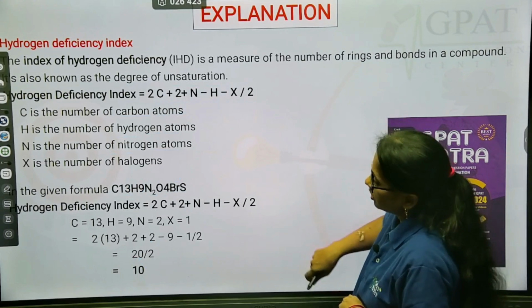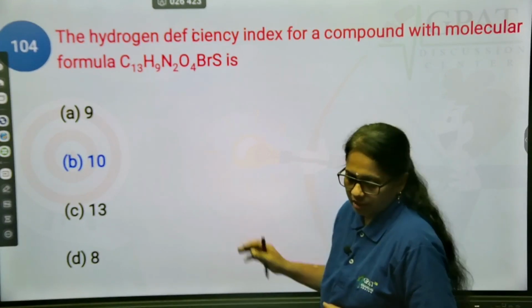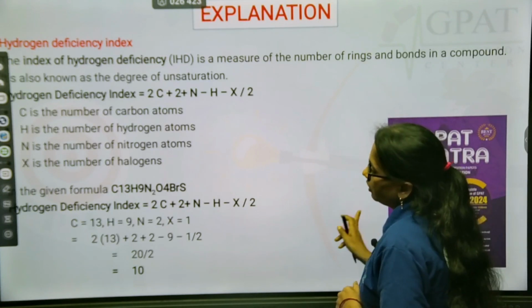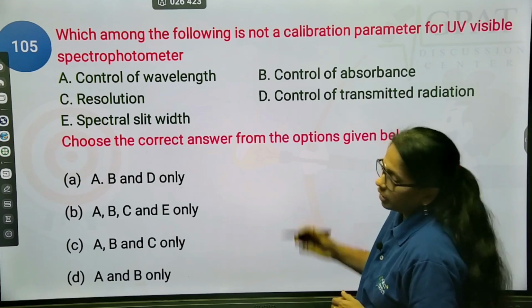So options they have given 9, 10, 13 and 8. In this way you can select the right option, that is B here. So this is the formula to calculate the hydrogen deficiency index. Let us move to the next question.